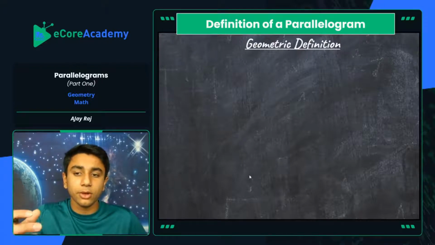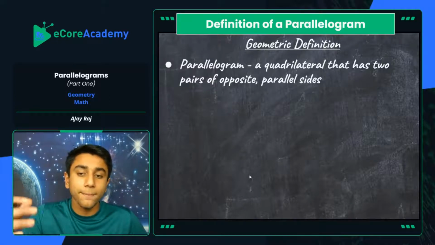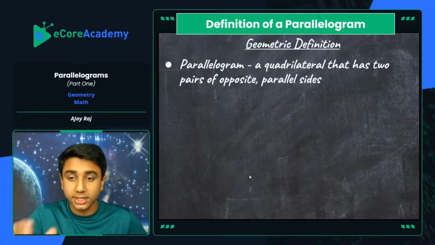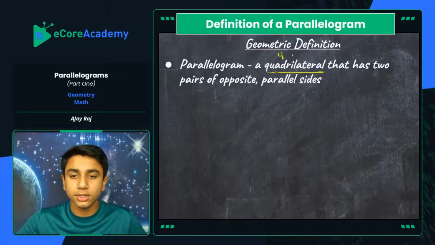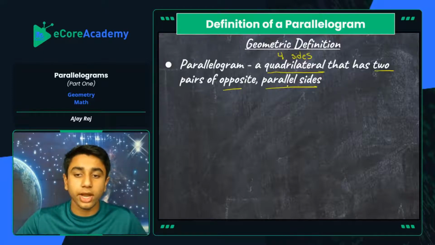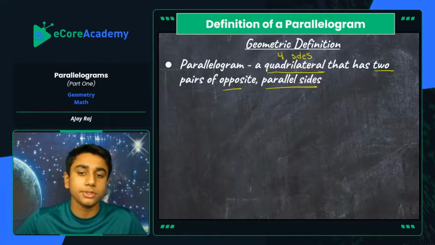So what's the definition of a parallelogram in geometry? A parallelogram's geometric definition is a quadrilateral that has two pairs of opposite parallel sides. So we see here it's a quadrilateral. That tells us it has four sides. And then, of course, it has two pairs of opposite parallel sides, meaning these parallel sides have the same exact slope if they were graphed on a given XY coordinate plane. And of course, they're going to be opposing, meaning they're not going to be intersecting or consecutive. They're going to be directly opposite from each other.